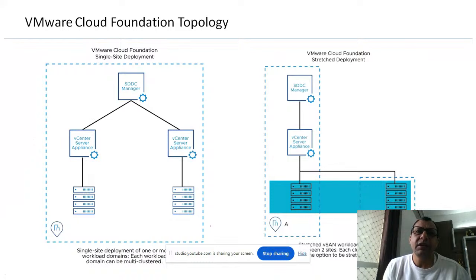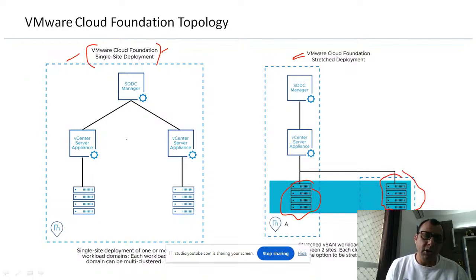When we say VMware Cloud Foundation topology, VMware Cloud Foundation could be deployed within a single availability zone, a single site or a single region, where you can build multiple local clusters or stretched clusters within multiple racks. In a stretched cluster deployment, you are stretching your cluster within a single region or across multiple regions. So it could be deployed as a single cluster or as a stretched cluster.